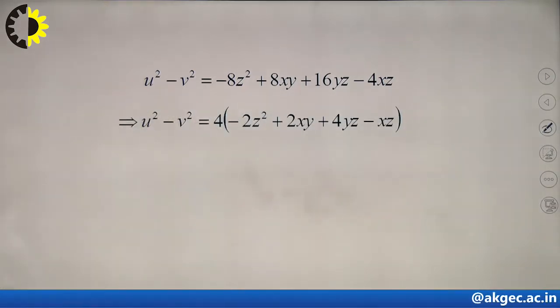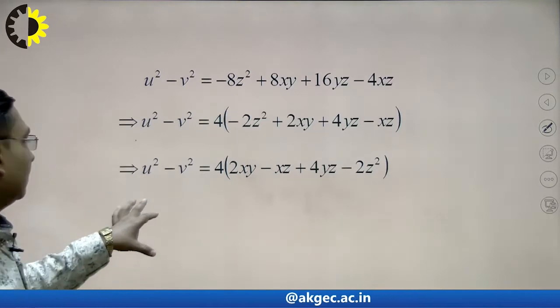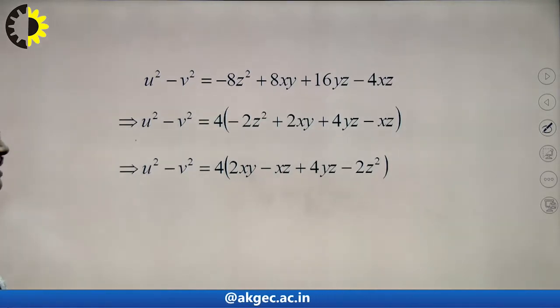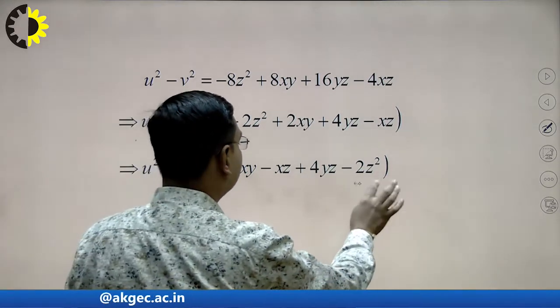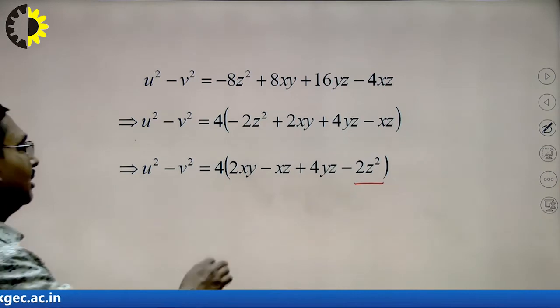I can take 4 common from this u square minus v square, and in this manner u square minus v square can be written as 4 times 2xy minus xz plus 4yz minus 2z square. What is this?